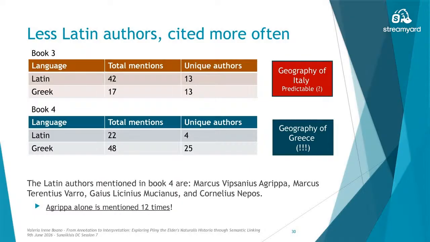One could argue that maybe, since book 3 is about the geography of Italy, this could be predictable, but book 4 is about the geography of Greece. And here we have these 4 Latin authors that are mentioned 22 times, and I put their names so you can know them: Agrippa, Varro, Mucianus, and Nepos. Agrippa alone was mentioned 12 times. So he was really, I could say, the man of the book.